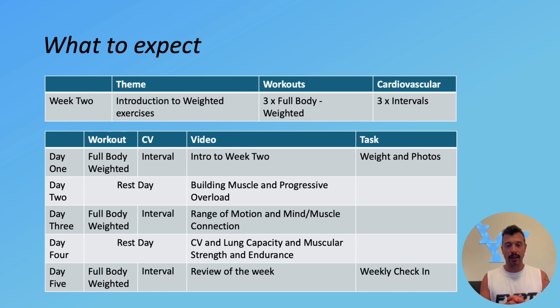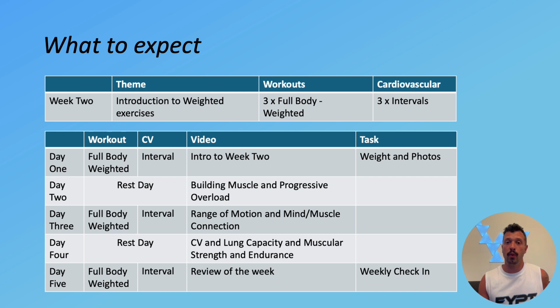Tomorrow, which is day 2, you've got a rest day, but then we're looking at how you build muscle and what we mean when we say progressive overload. Day 3, you've got your second full body workout, your second cardiovascular interval session, and then we're looking at the range of motion and the mind-muscle connection. Day 4 is a rest day, and then we're looking at cardiovascular and lung capacity and the impact it has on strength and muscular endurance.